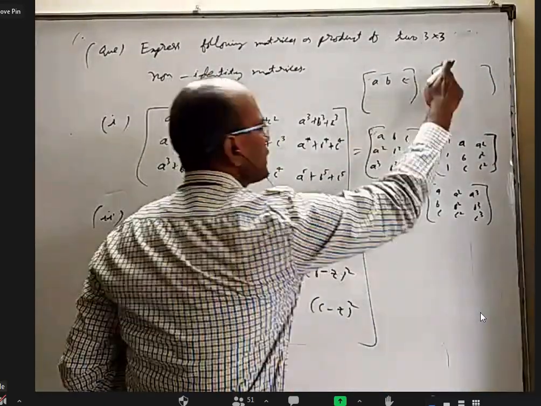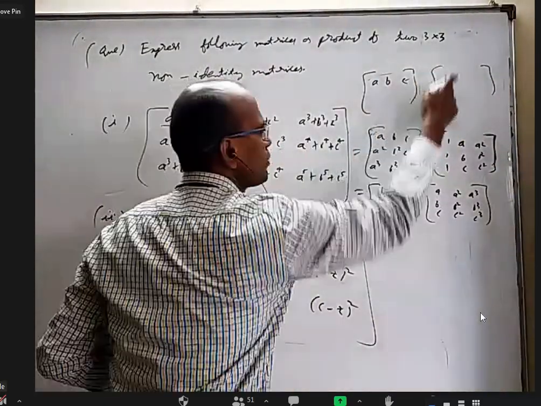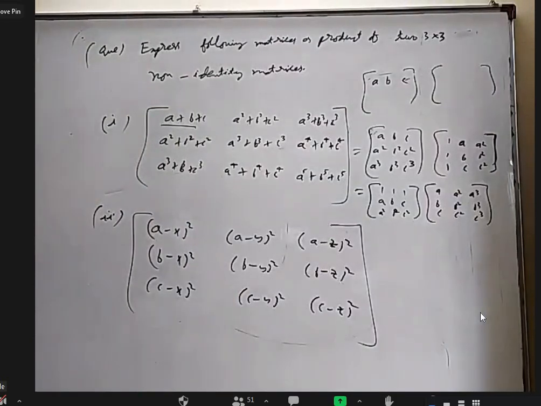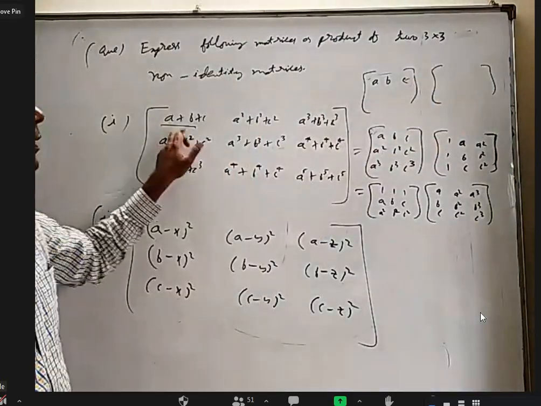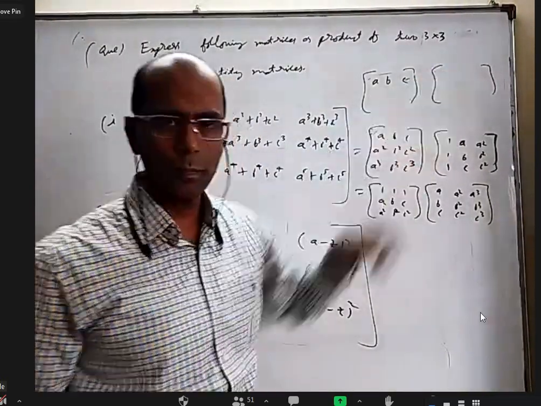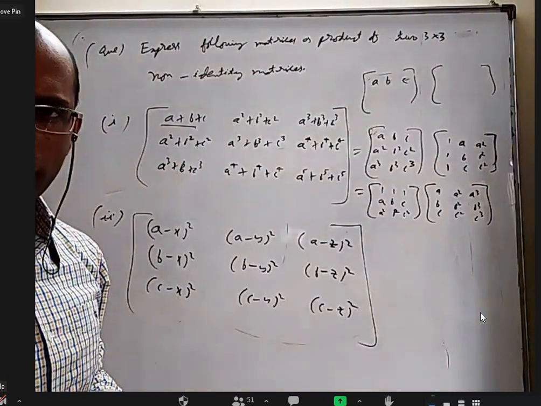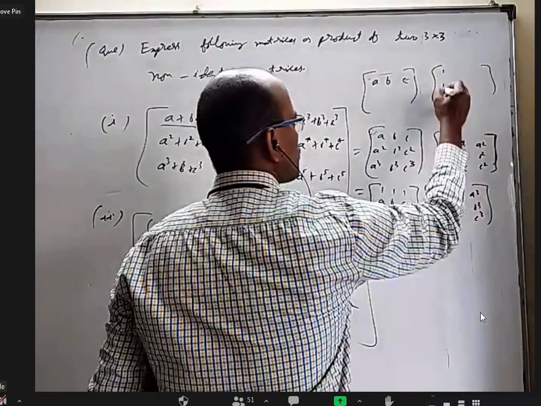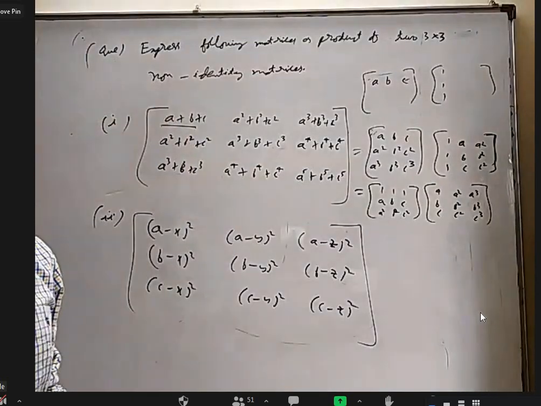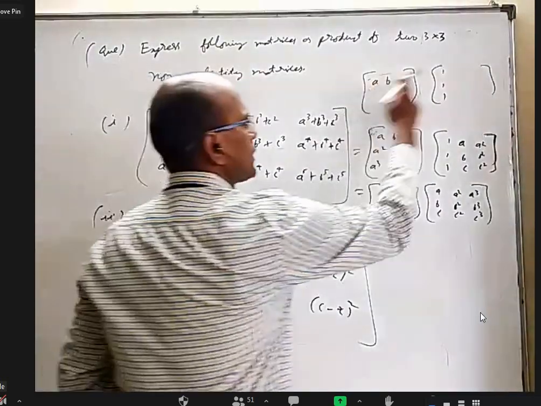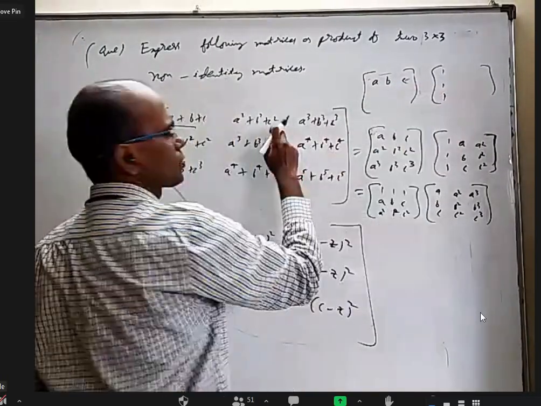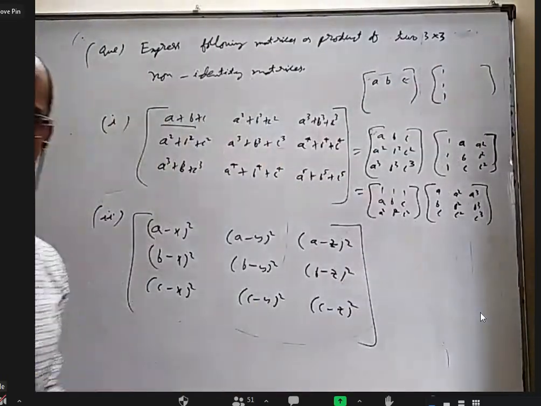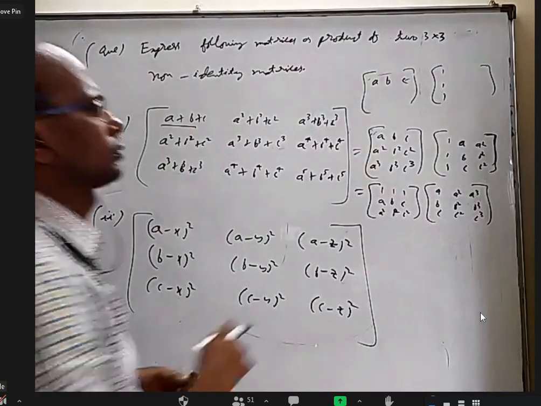Why? This into this, I should get this. Now, you tell me what should be the first column. This into this, plus this into this, plus this into this should come A plus B plus C. So, what should be the column here? 1, 1, 1. Is it okay? Yes, sir. Now tell me, something into something should give me A square, this into something here B square, this into something C square I should get. So what should I write there? A square, B square, and C square.